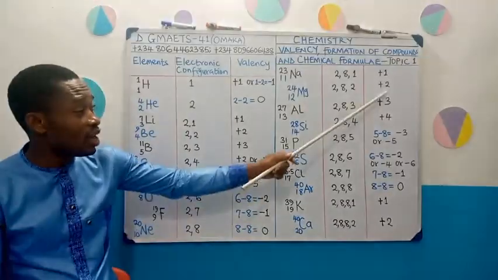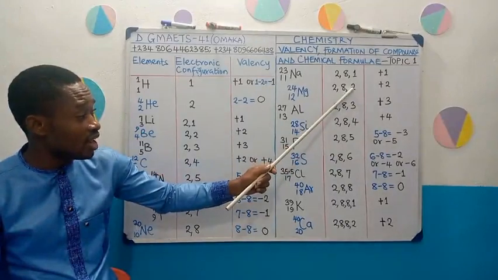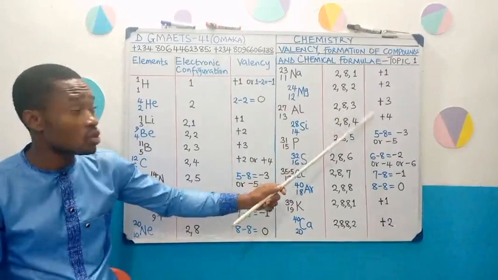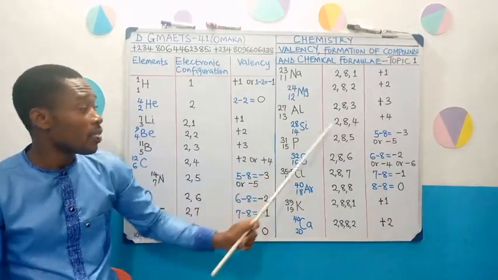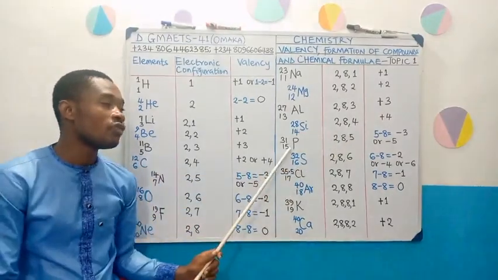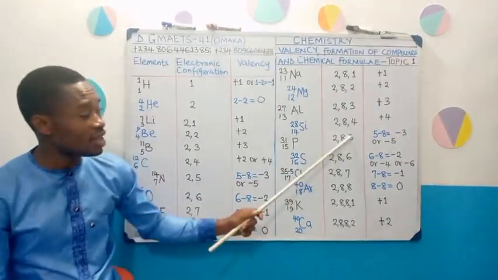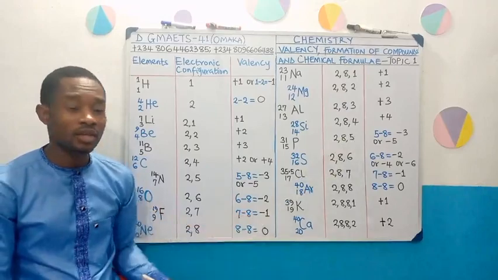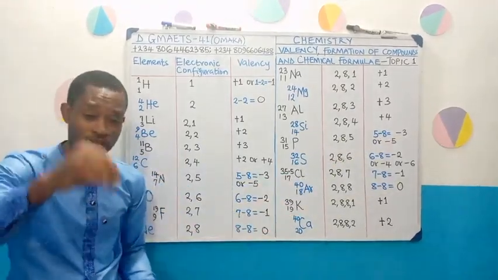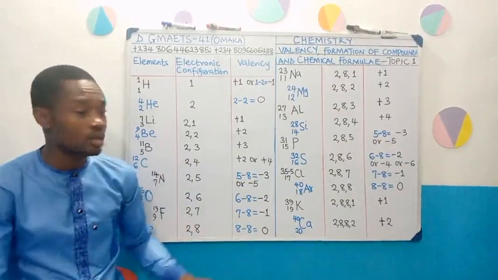Same with magnesium, the valency will be plus 2. You can see each valence electron here. Aluminium, the valence electron from the electronic configuration is 3, so the valency will be plus 3. Go to silicon, it is plus 4. When you move on to phosphorus now, the valence electron is 5. So it's a non-metal, you do 5 minus 8 to get minus 3. And once again, phosphorus still shows another valency, which is minus 5.